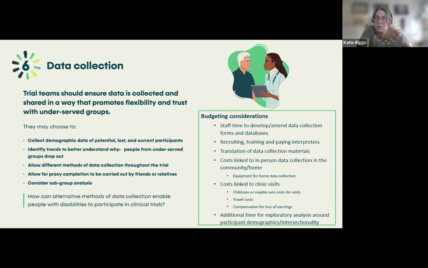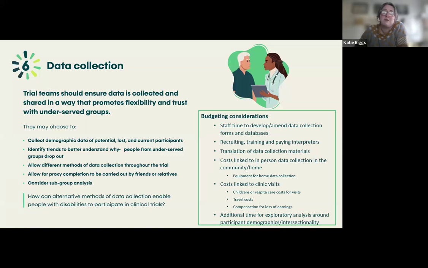Now, ideally, we do always want the participant's voice, but there may be situations where it's not possible. So consider the proxy outcomes and providing additional support for data collection. So whether people need an extra visit or just an extra person supporting them to help with the understanding of the questionnaires, or a translator or an interpreter.